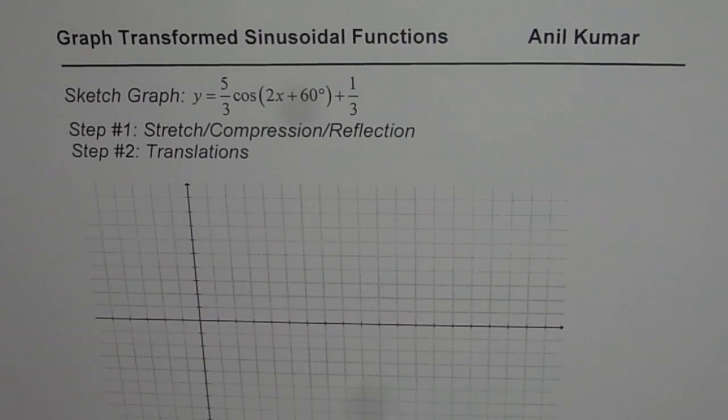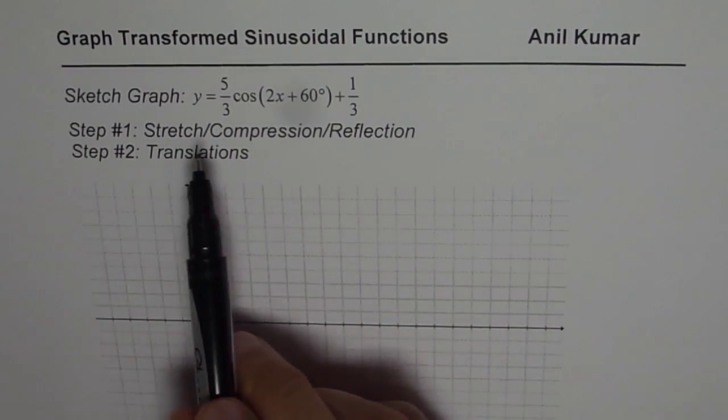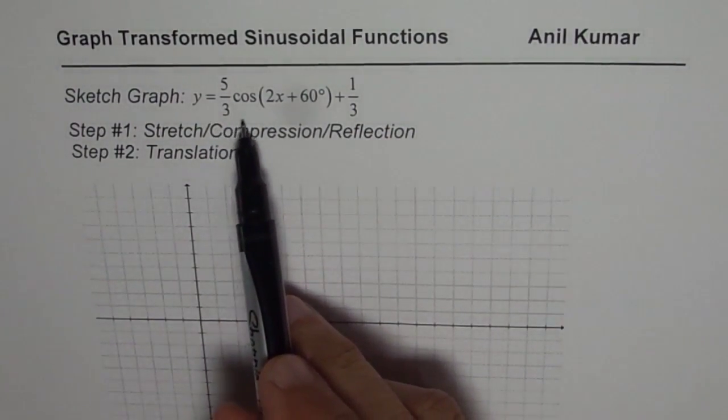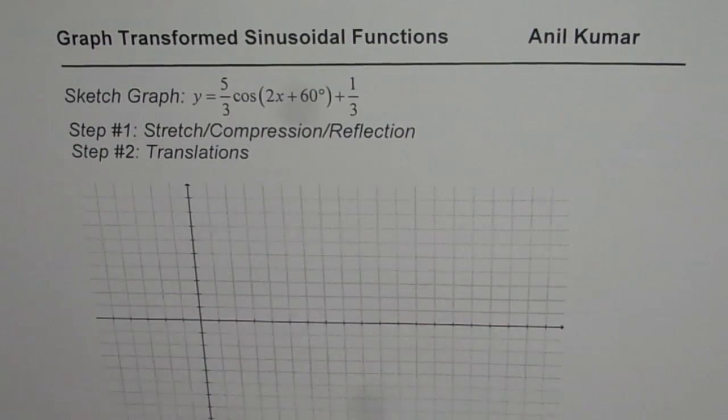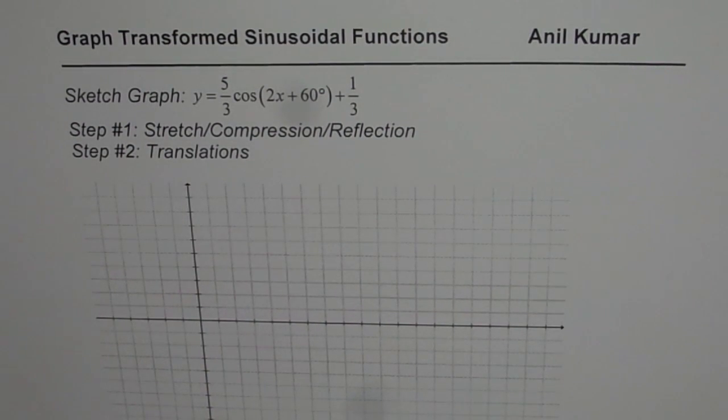I'm Anil Kumar, and here is a test question for you to sketch a transformed sinusoidal function. Remember, sine and cosine both are considered as sinusoidal functions, right? So the question here is, sketch the graph of y equals 5 over 3 cos of (2x plus 60 degrees) plus 1 over 3. You can use the two-step method. In the first step, incorporate stretches, compressions, and reflections, and in the second step, do the translations. You can pause the video, sketch, and then look into my suggestions.